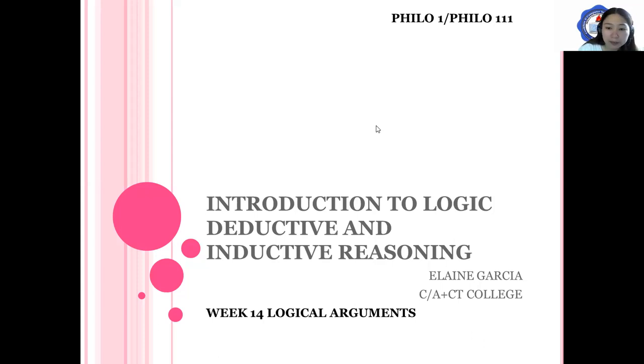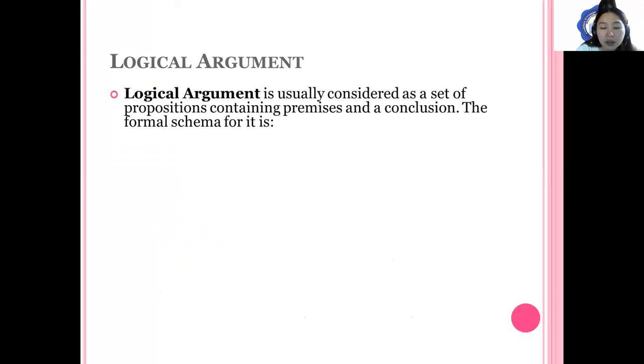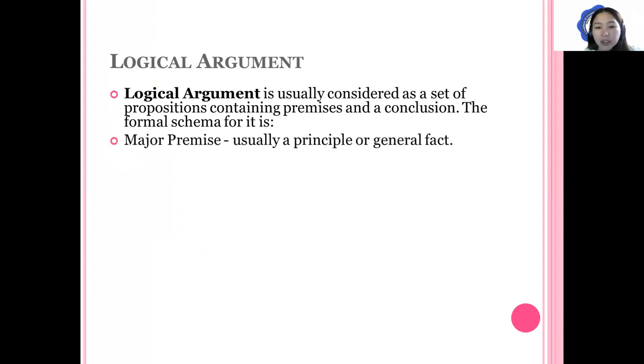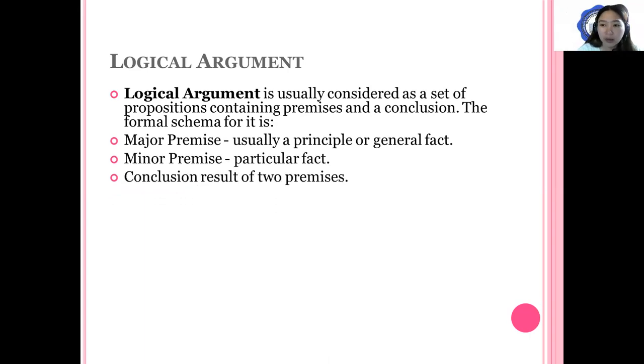A logical argument is usually considered as a set of propositions containing premises and a conclusion. Like what I have said, the premises that we have in a logical argument are the major premise, the minor premise, and of course, the conclusion. The formal schema for it is: we have the major premise, which is the principle or general fact; the minor premise for a particular fact; and the conclusion, which results from the two premises.